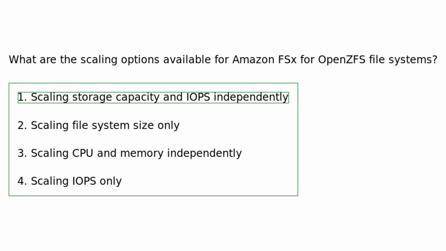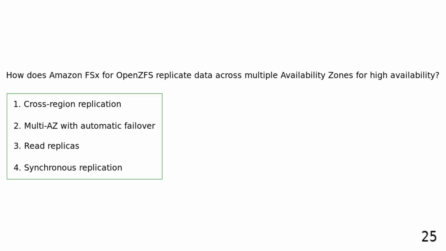How does Amazon FSx for OpenZFS replicate data across multiple availability zones for high availability? Cross-region replication. Multi-AZ with automatic failover. Read replicas. Synchronous replication. Amazon FSx for OpenZFS utilizes a mirrored storage configuration across multiple availability zones, providing automatic failover in the event of a disruption.